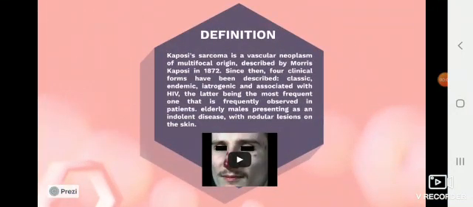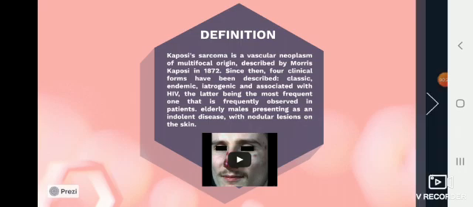Definition: Kaposi sarcoma is a vascular neoplasm of multifocal origin, described by Maurice Kaposi in 1872. Since then, 4 clinical forms have been described: classic, endemic, iatrogenic, and associated with HIV, the latter being the most frequent one that is frequently observed in patients.